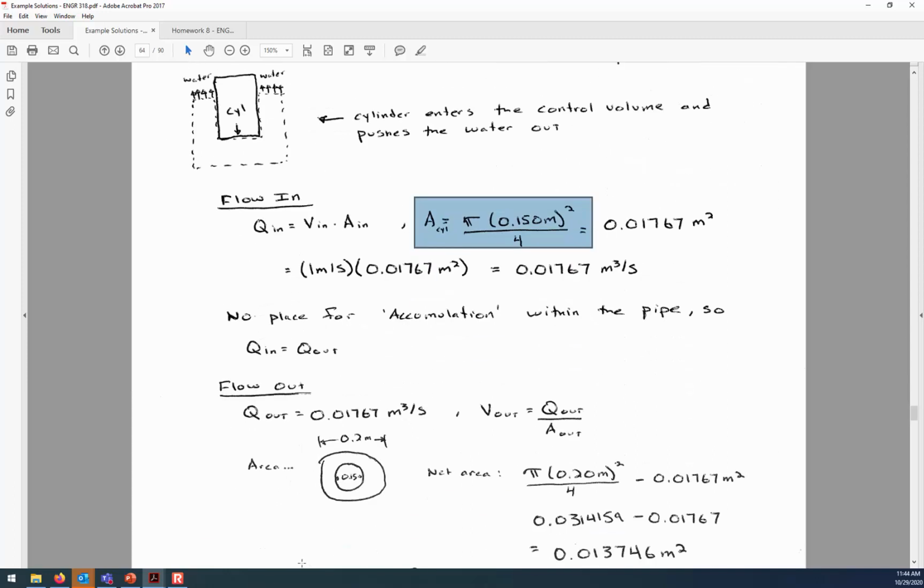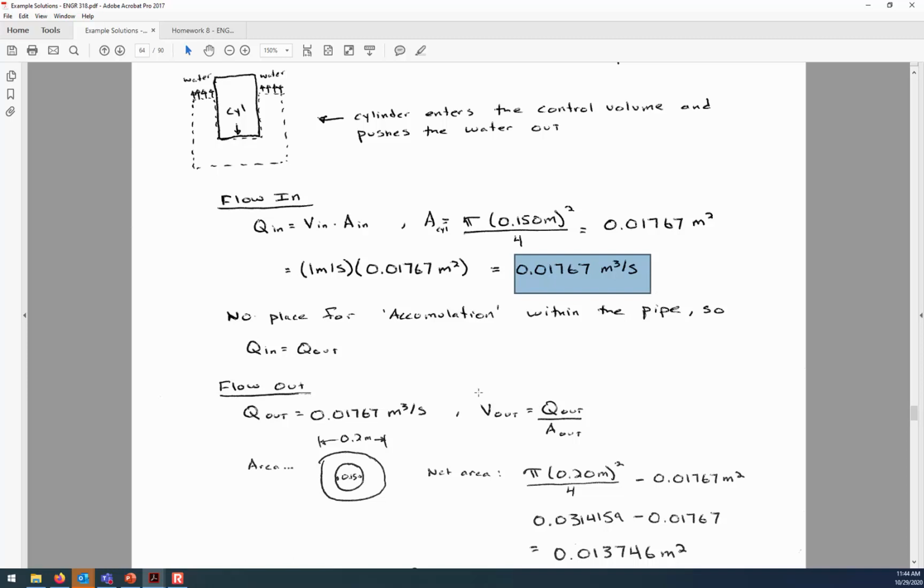And I kind of show what it looks like. Here's the top view where we're looking from above, and you can see the 0.2 meter diameter pipe and the 0.15 meter diameter cylinder, and so it's the net area that the water's going to be flowing through. Inside of the pipe, since it's already full of water, there's no place that there can be an accumulation of fluid. So the flow into the control volume is equal to the flow out from the control volume. And so that means that this same 0.0176 cubic meters per second is what's going out around the outside ring.